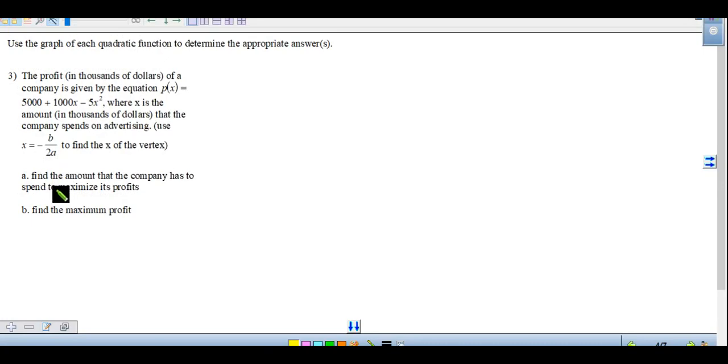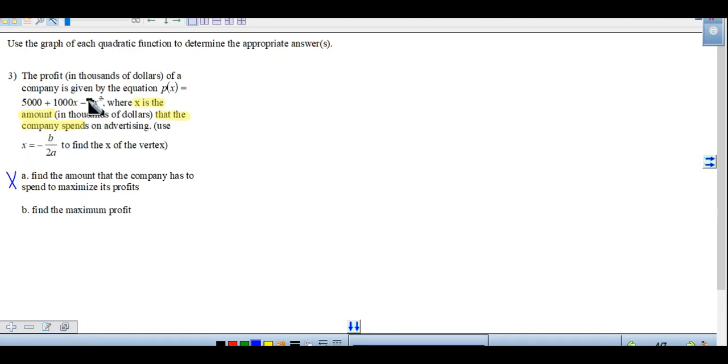Question number 8 asks, find the amount that the company has to spend to maximize its profits. So which value represents the amount they spend? If you look back in the problem, it says x is the amount in thousands of dollars that the company spends. So this first question is asking us for x, and we can find that simply by using our axis of symmetry.